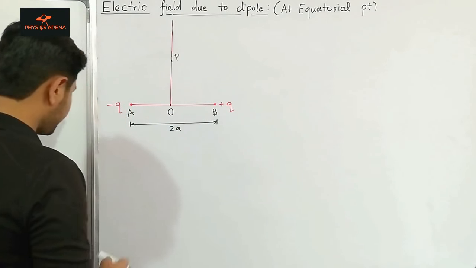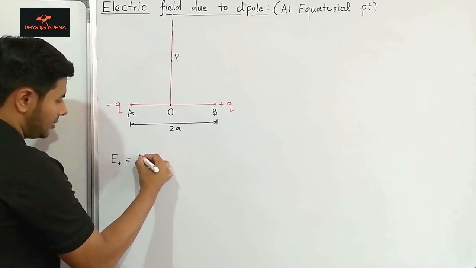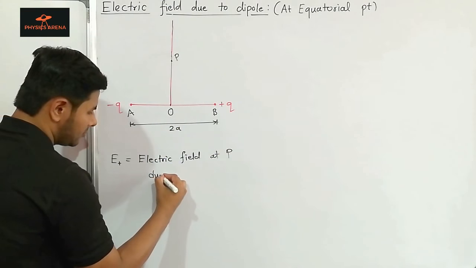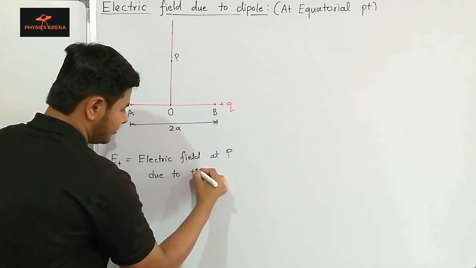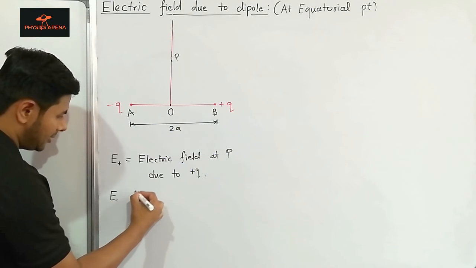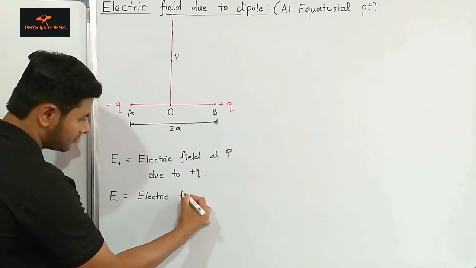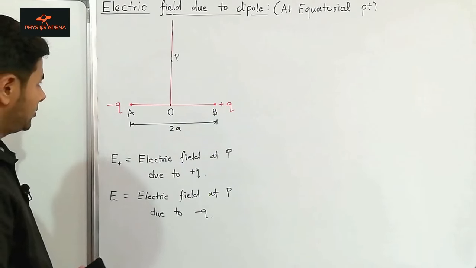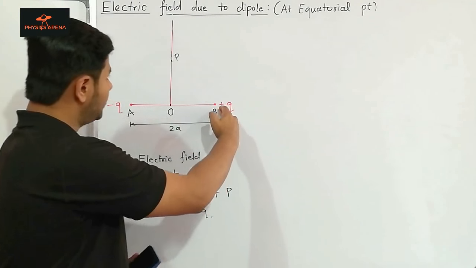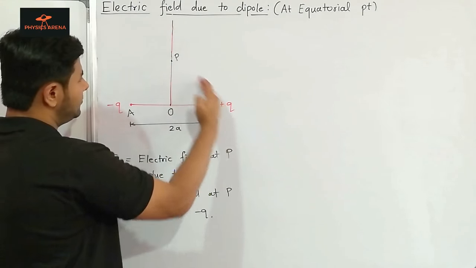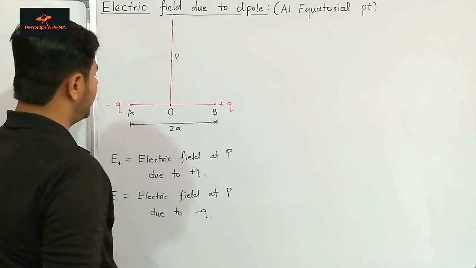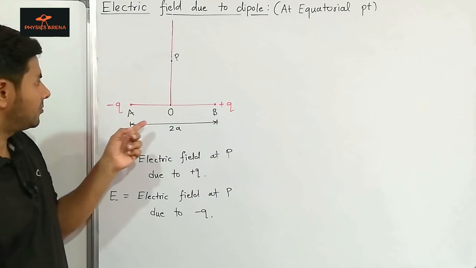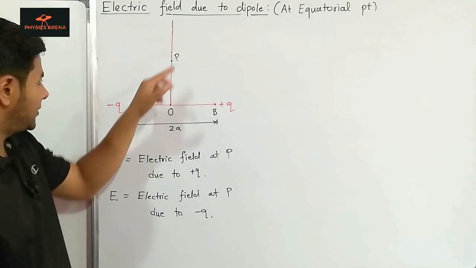Suppose E plus is the electric field at P due to the charge plus Q, and E minus is the electric field at P due to minus Q. The electric field due to plus Q at this point will be directed along this line because this is a positive charge, so the field is radially outwards, and the electric field due to minus Q at the point will be directed along this line, meaning towards minus Q. So let's join these points.